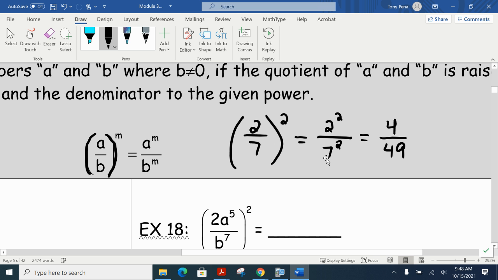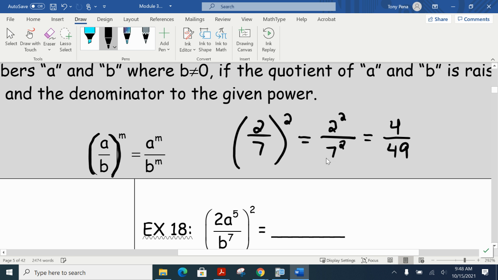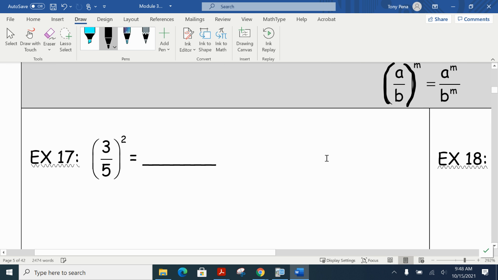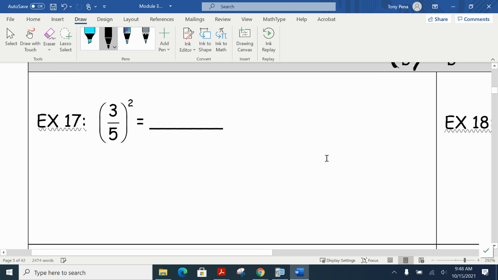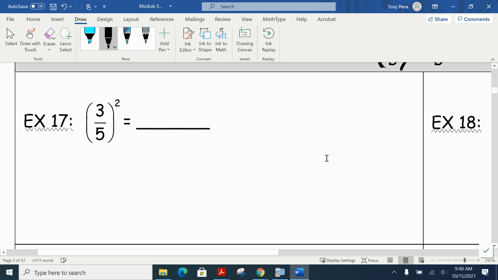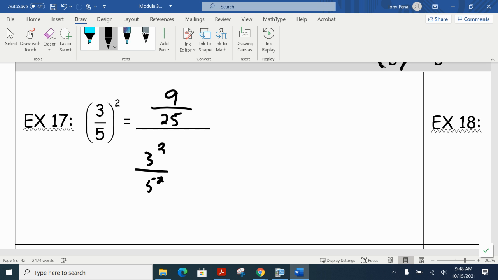So real quick, with that understanding, try 17. So go ahead and square 17, or whatever it was. Yeah, square 17. What do you got, Hannah? Good. So 3 squared is 9. 5 squared is 25. That is our answer. Okay. If you want to actually write 3 squared over 5 squared, that in between step, that's fine. But we do ultimately want to simplify it as much as we can, which would be 9 over 25.